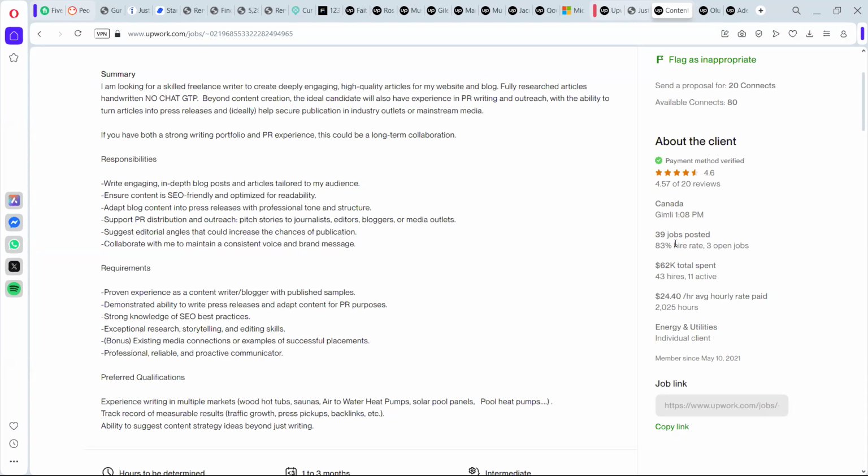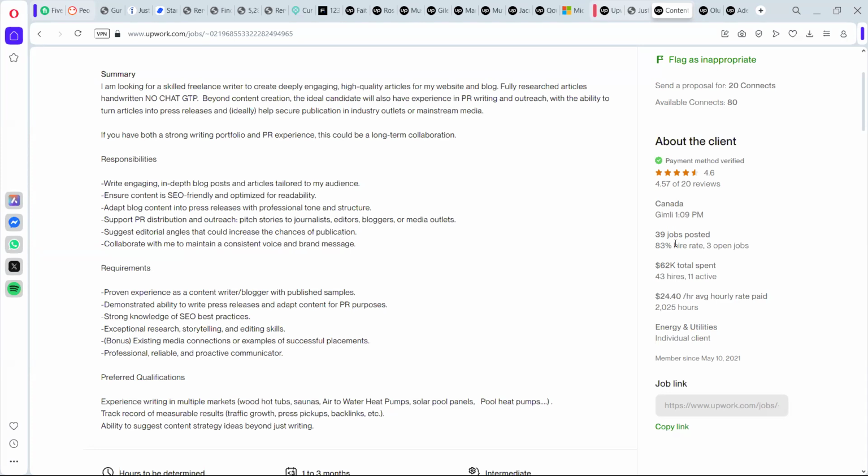Now, hire rate is different from the number of freelancers hired. Before, they used to put the number of freelancers hired there, I can't see it here, maybe they've changed that. But hire rate is different from the number of freelancers they've hired. Hire rate just says for every 100 jobs they post, they hire 90 times. So that's a 90% hire rate.